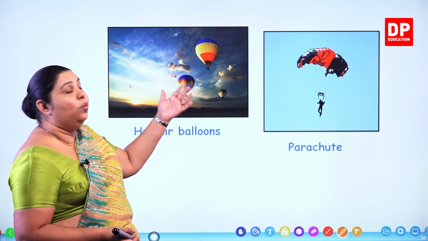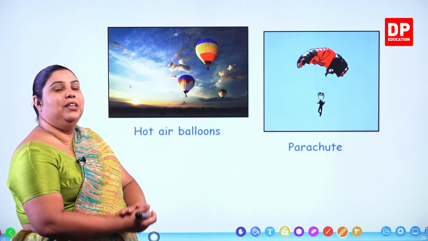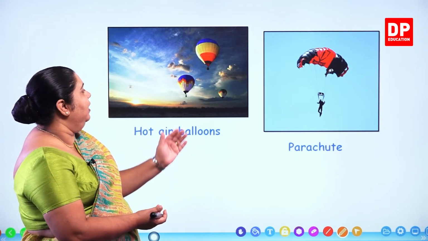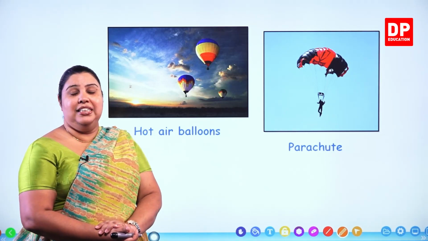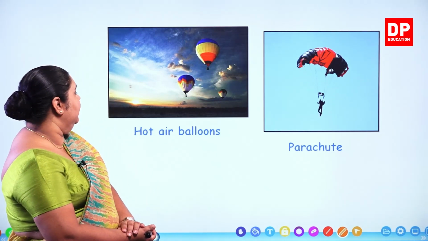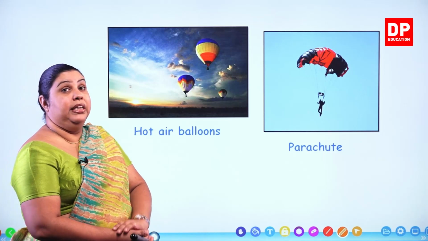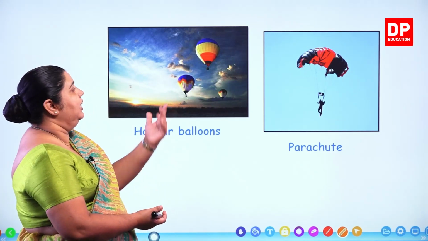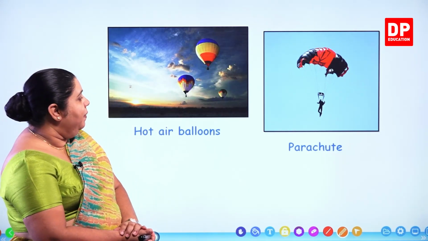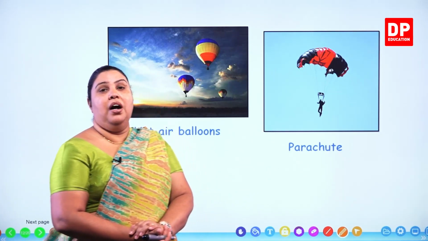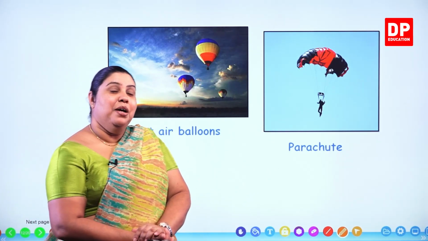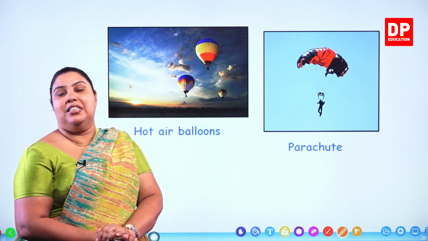You can go floating inside this balloon. It looks like a balloon and you can go inside this. It's a beautiful scene. We call it a hot air balloon. So during the day sky, we can see hot air balloons. Then parachute. We can see parachutes coming down from the sky.